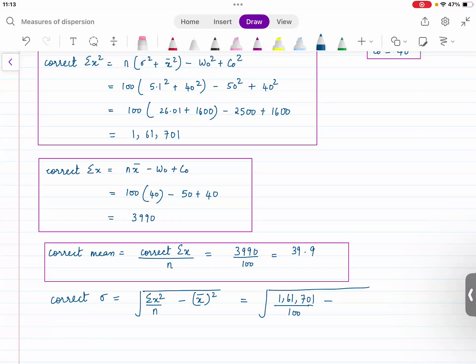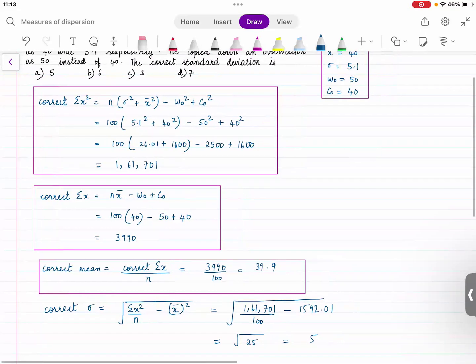What is the mean value here? It's 39.9. What is the correct value of mean? 39.9. So x bar square means 39.9 whole square. So 39.9 into 39.9, I'm getting 1592.01. So calculate this, divide this by 100, do the subtraction and then take root. What are you getting? Are you getting root 25, which is nothing but 5? So which option should we choose? Option A is the correct answer. So correct value of standard deviation should have been 5.